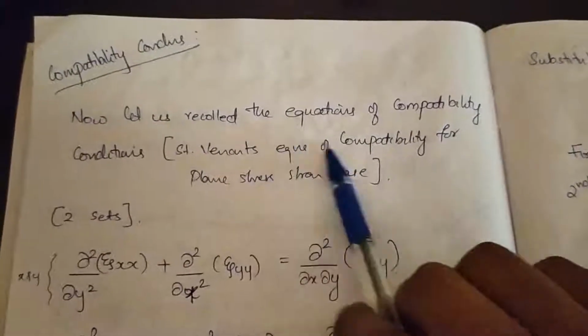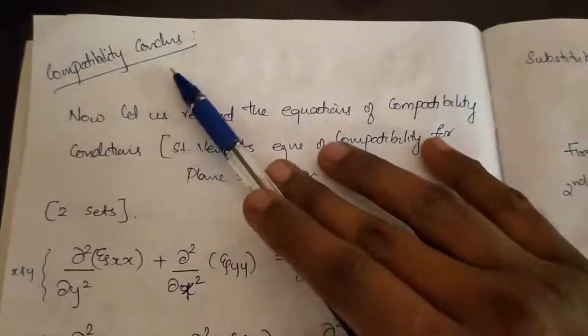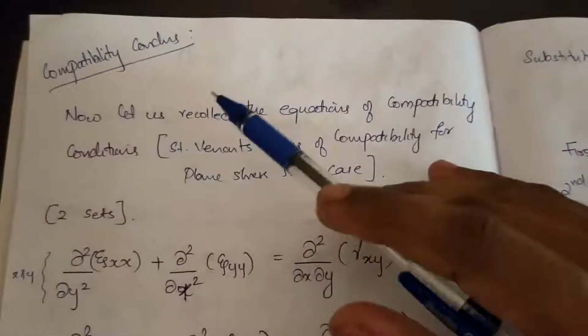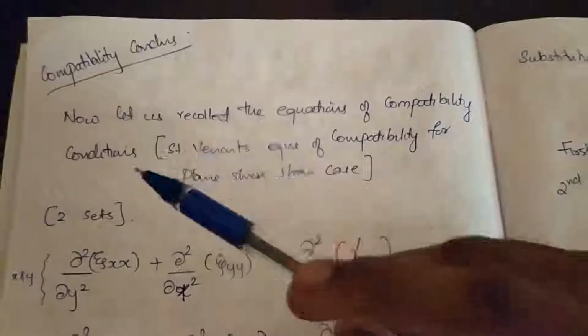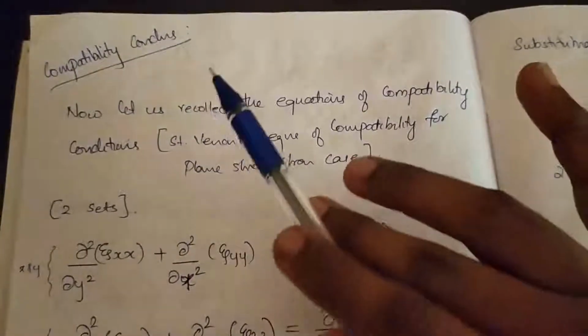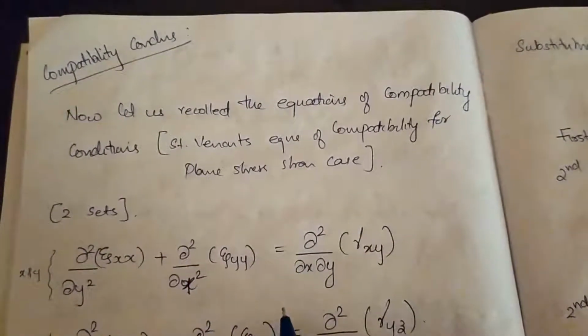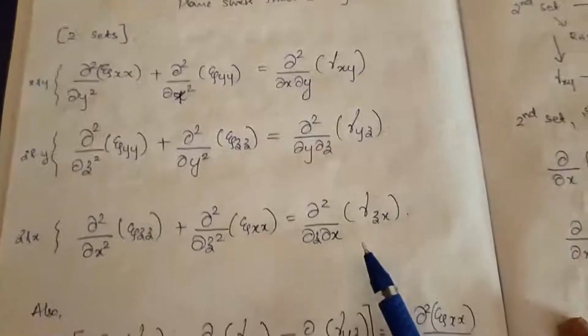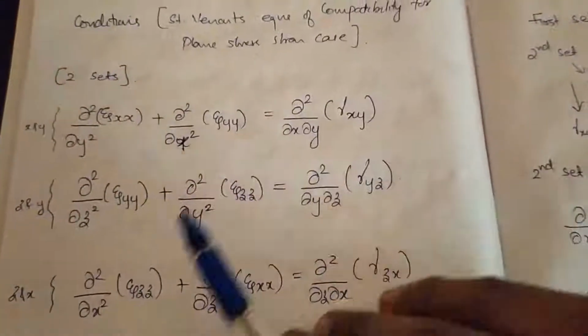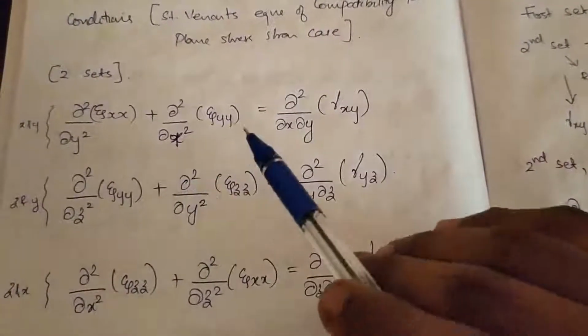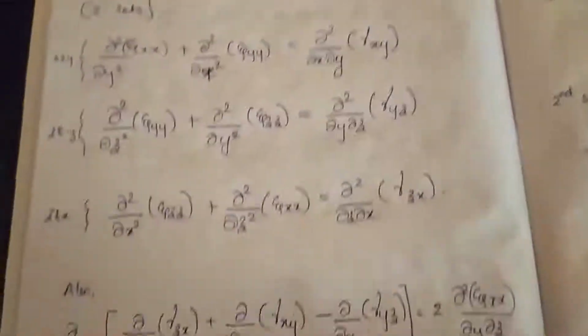Let us recollect the equations of compatibility. In the last portion we were applying these in some other equation, that means the strain equations. Here we are going to apply this in the compatibility conditions of strain. Okay, so we'll recollect we had two sets of equations, big equations. So we need to satisfy these conditions here.